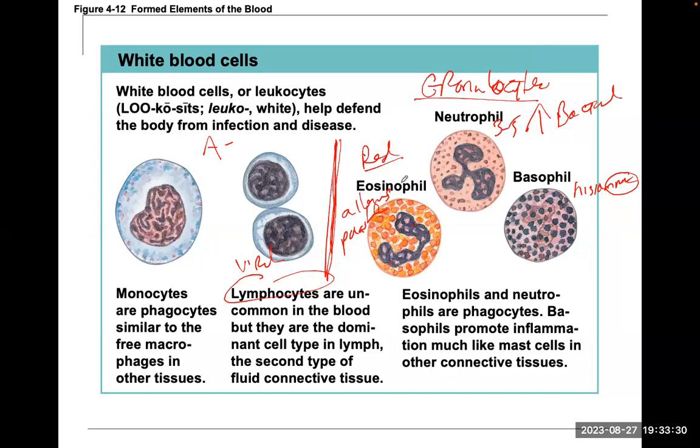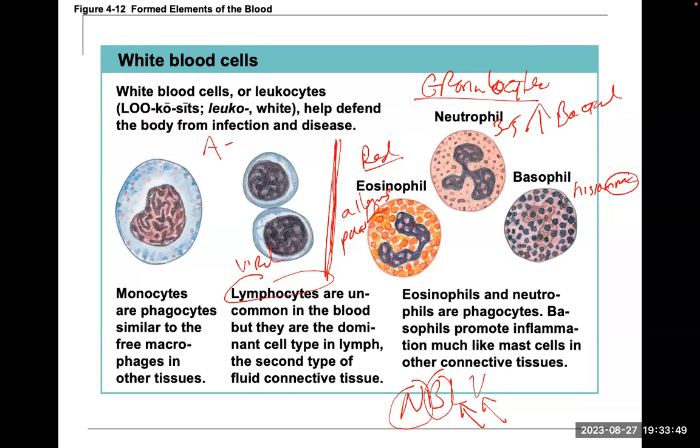Neutrophil is high, bacterial issue. Lymphocytes being high, you have a viral issue. A little mnemonic for that is never bet Las Vegas, never bet Las Vegas. Neutrophil, bacterial issue. Lymphocyte, viral issues. Easy way to remember that.